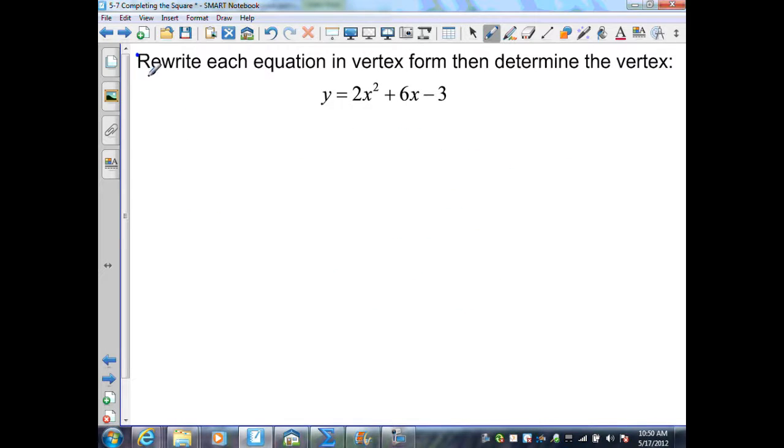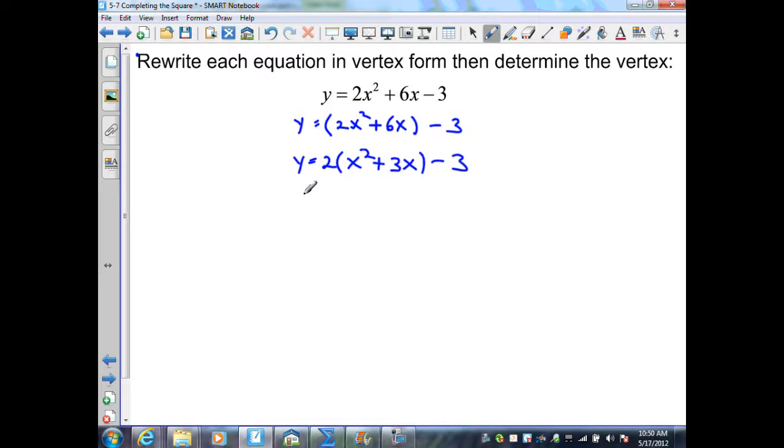Again, on this example, they want me to rewrite each equation in vertex form, then determine the vertex. I want to group my quadratic and linear term, y equals 2x squared plus 6x minus 3. I want to factor to get my coefficient of my quadratic term to be a positive 1. So y equals, I'm going to factor out a 2, leaving me x squared plus 3x inside my parentheses. And I only factor what's inside my grouping.